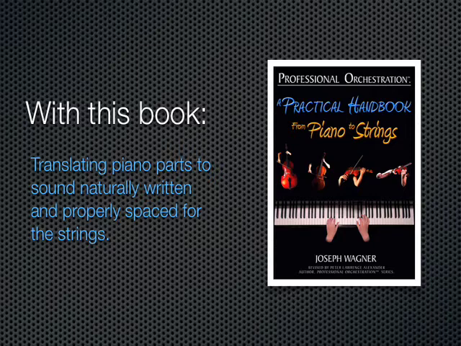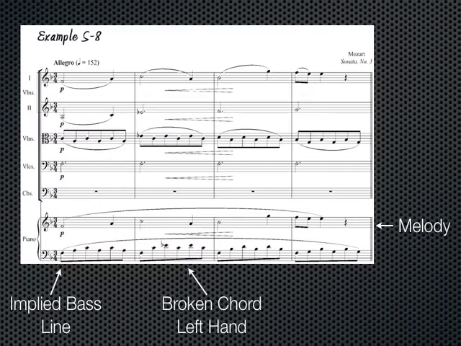Now, let's go to the next slide, and we'll get a look at one of the examples within the book. Okay, this is example S8. It's Mozart Sonata number 3. And let's just look at the bottom portion. You'll see it's marked piano. So in the book, most of the examples follow this layout method where the piano part is at the bottom of the staves, and then you have the string part above it.